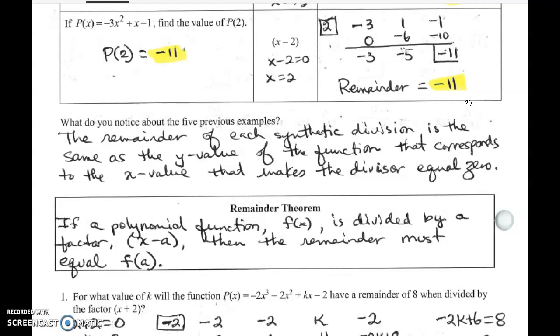So hopefully if you did not get it, what you should have noticed in the previous examples is the remainder of each synthetic division is the same as the y value of the function that corresponds to the x value that makes the divisor equal to 0. We showed all of that work.